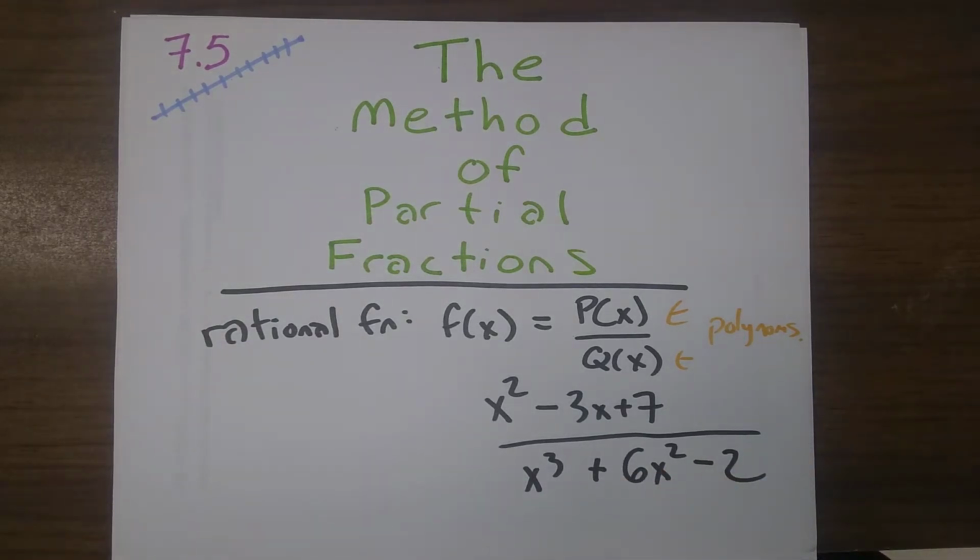And so the method of partial fractions is a method that allows us to rewrite rational functions in a different form that, for integration purposes, will make it easier for us to integrate. Now, it's worth noting that the method of partial fractions, and closely related to that, undetermined coefficients, you'll see what I mean by that in future videos.